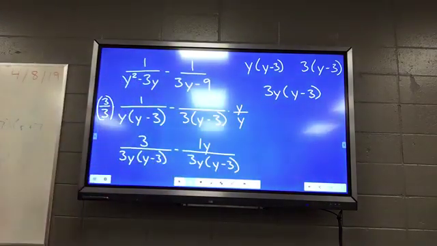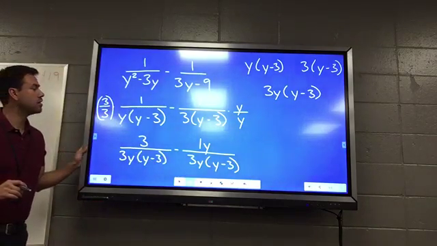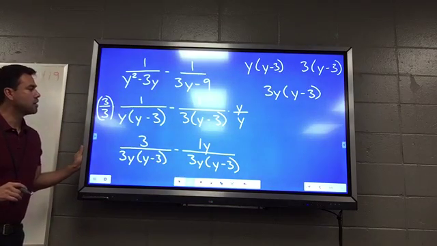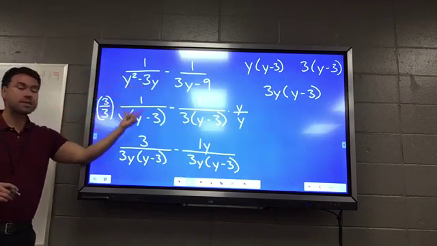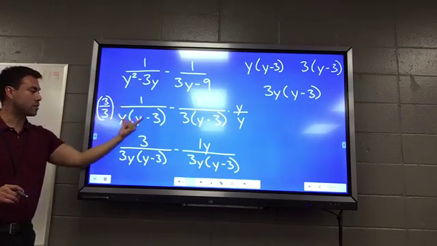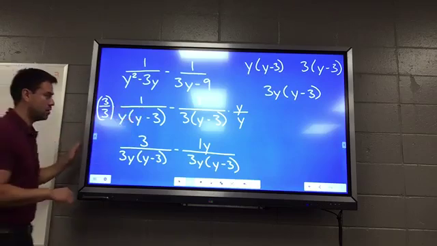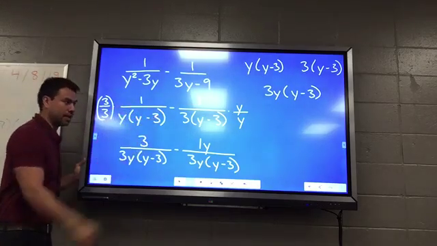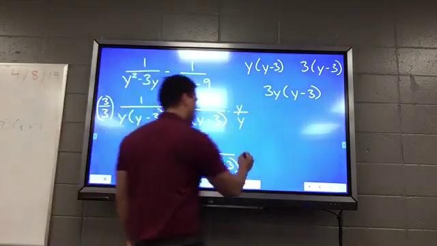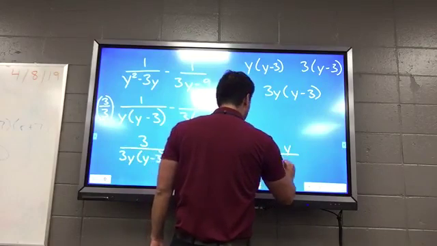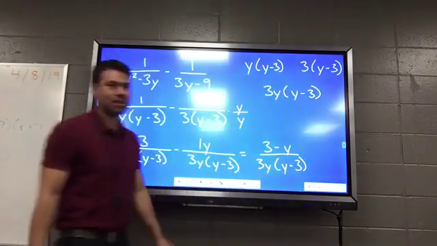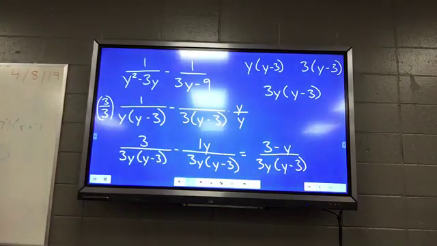Why wouldn't you multiply the 3 over 3 to the original denominator? Because these two are the same thing. This one, factored out, gets me that. But you want to use this to combine. All right, I get 3 minus 1y, or 3 minus y, over 3y times y minus 3. And I am not done with that.